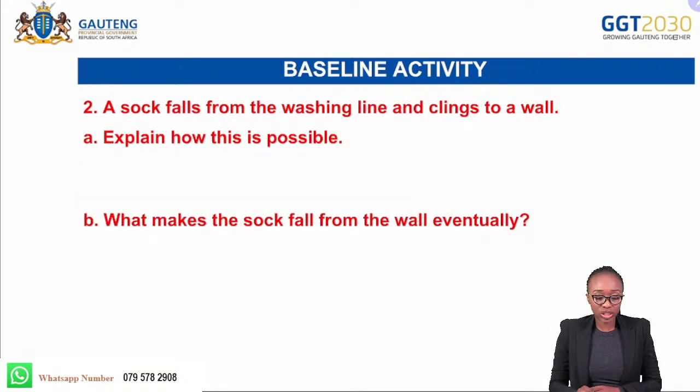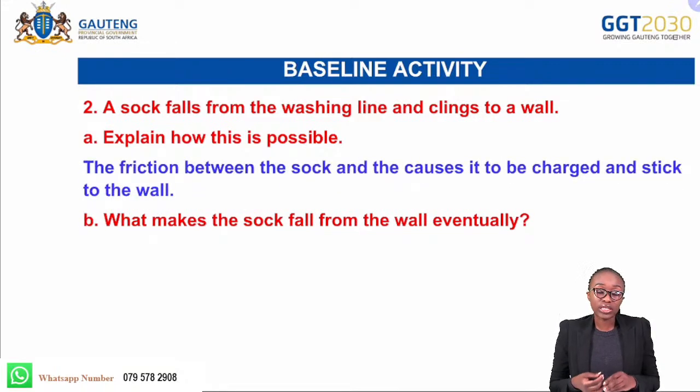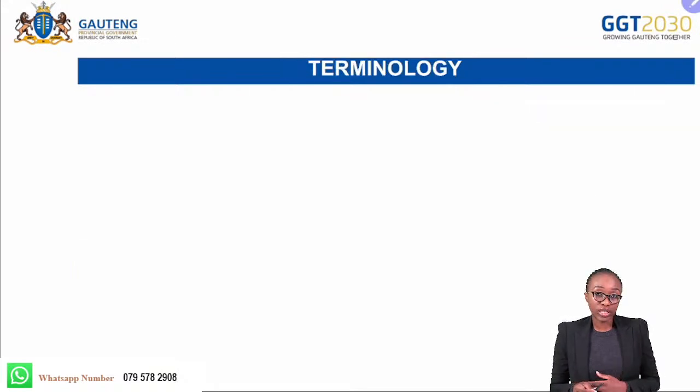And then the second question reads, a sock falls from the washing line and clings to a wall. So imagine a sock is on a washing line and then it falls from there and clings onto a wall. The first question is explain how this is possible. How is it possible that the sock doesn't fall to the ground, instead it clings to the wall? Or B, what makes the sock fall from the wall eventually? So the first response is the friction between the sock and the wall causes it to be charged and stick to the wall, and what makes it fall eventually is electric discharge.